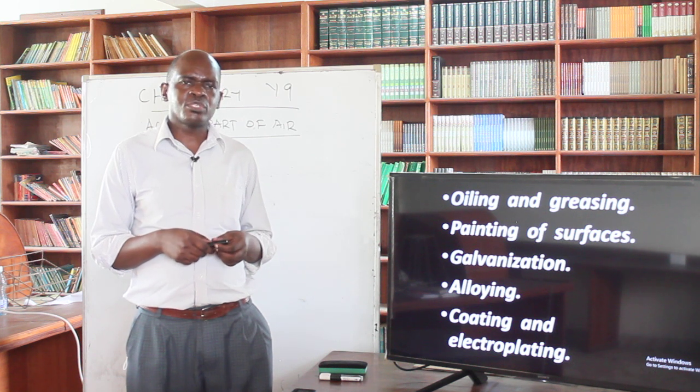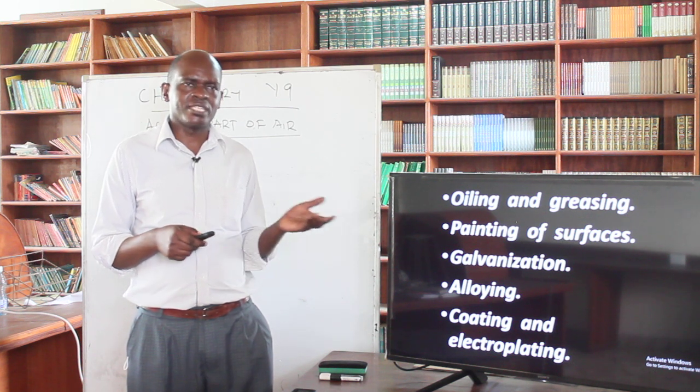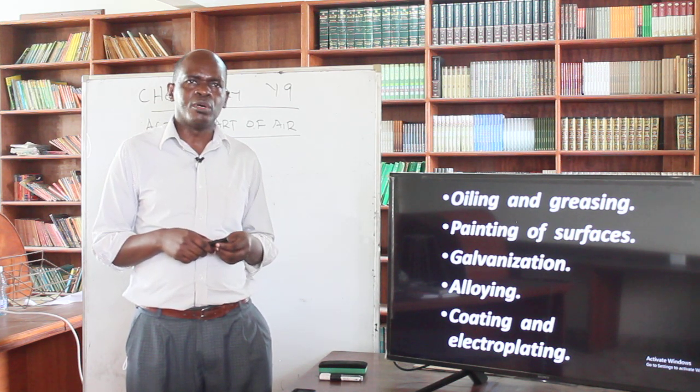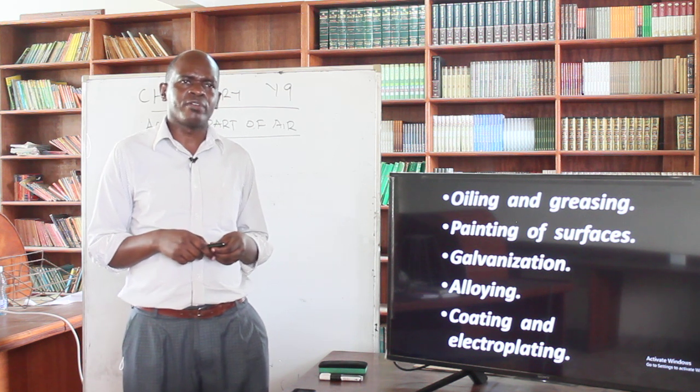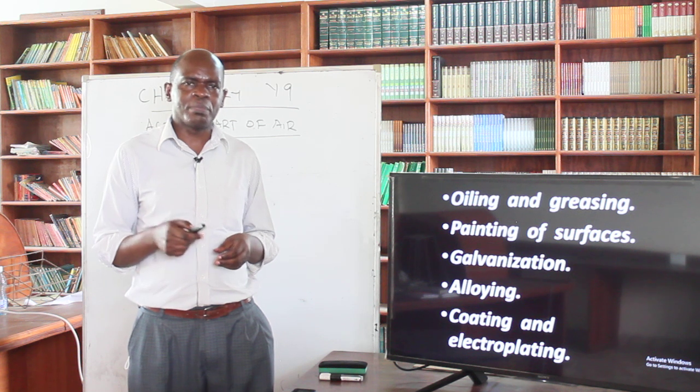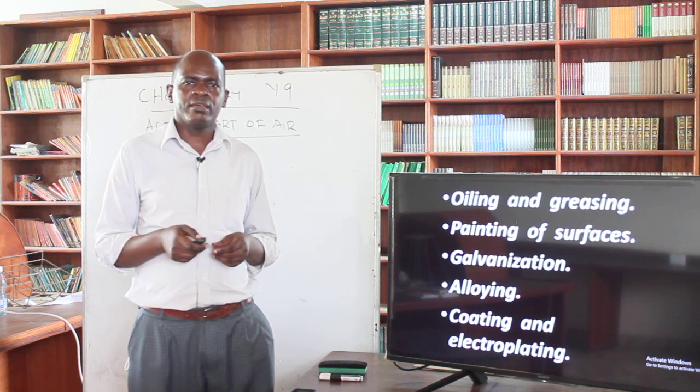Then rusting can also be reduced by painting the surfaces. If you paint the surfaces, you'll be able to do that. You have seen most of our seats, most of our tables, and all the other surfaces which are made of iron, even the windows and the gate, are painted to reduce the process of rusting.